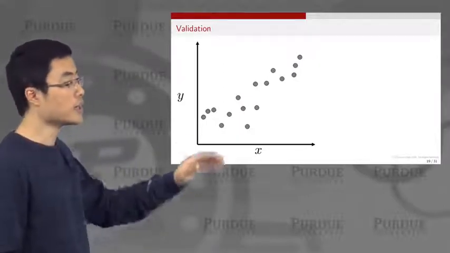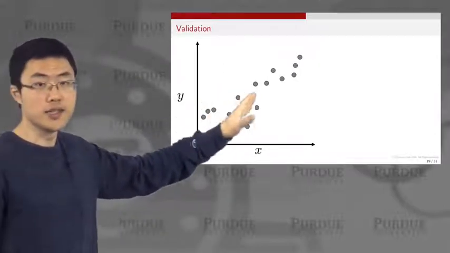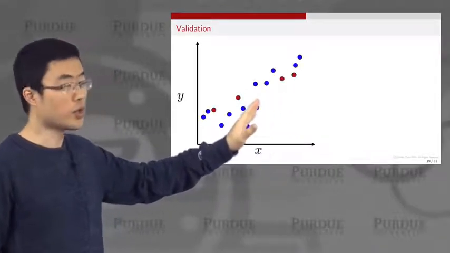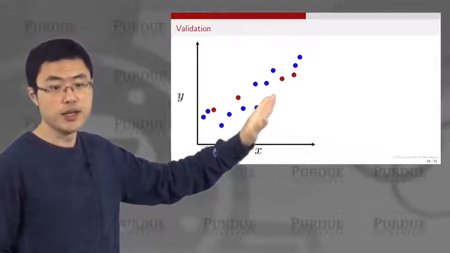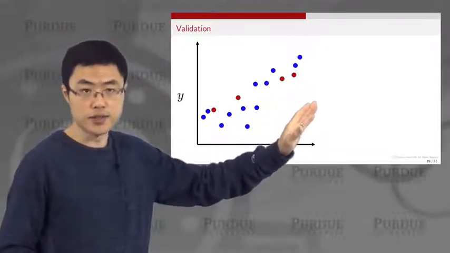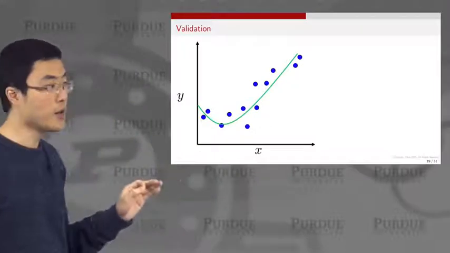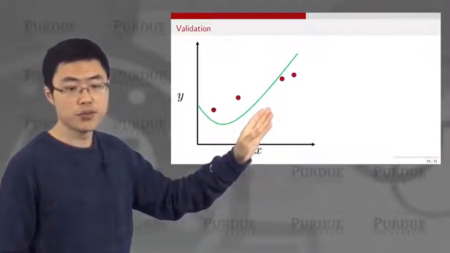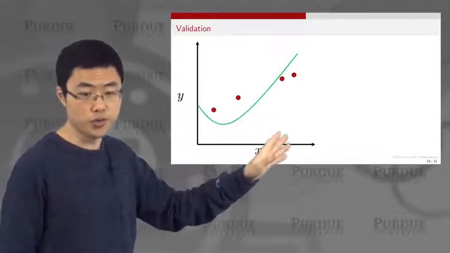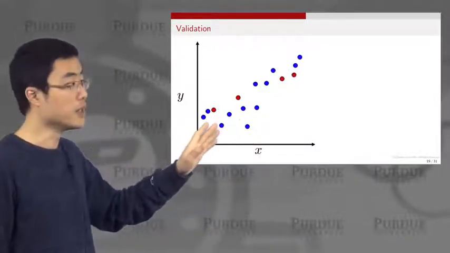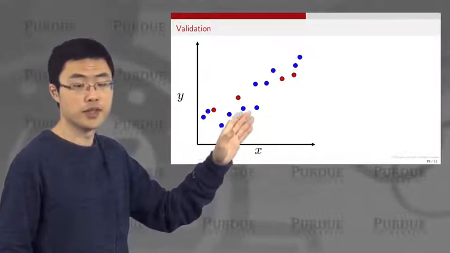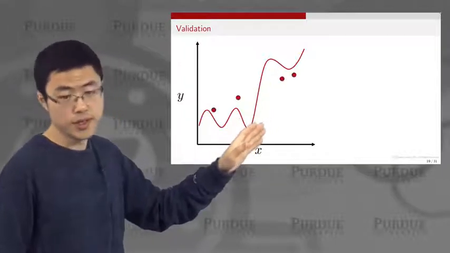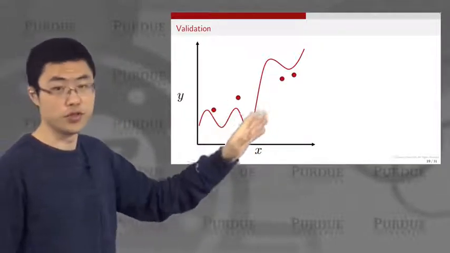Now, let us split the data sets into two halves, as we do in validation. Let's call the blue dots the training samples, and the red dots the validation samples. Then we use the blue dots to train the green curve, and we use the red dots to calculate the validation score. Similarly, we do the same thing for the other curve. We use the blue dots to calculate this red curve, and then we use the red dots to calculate the validation score.